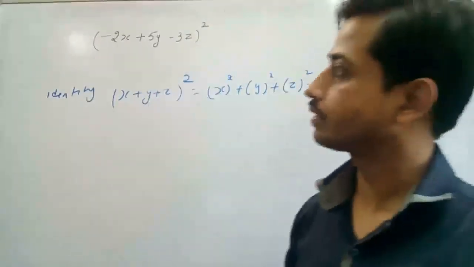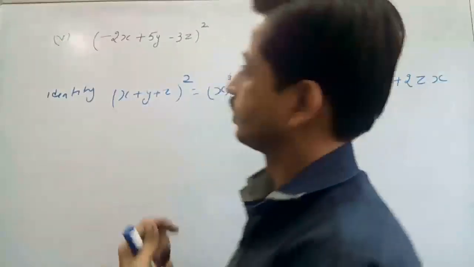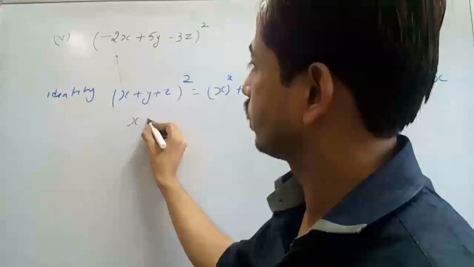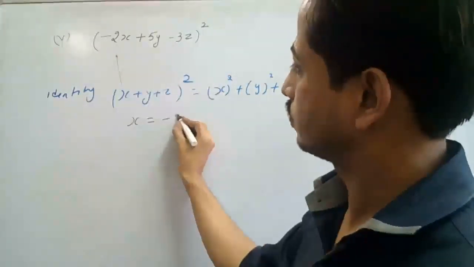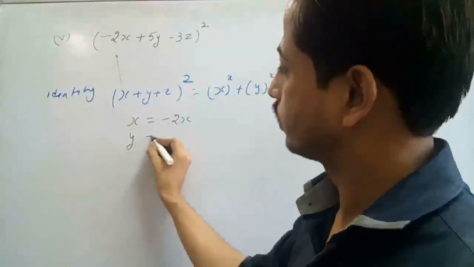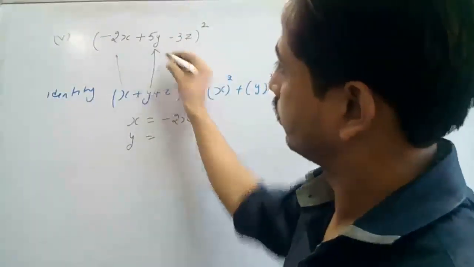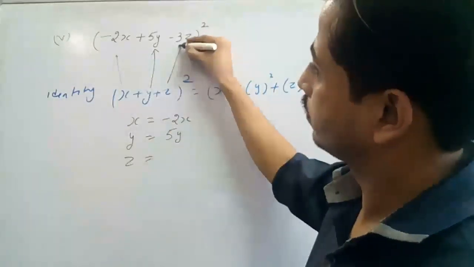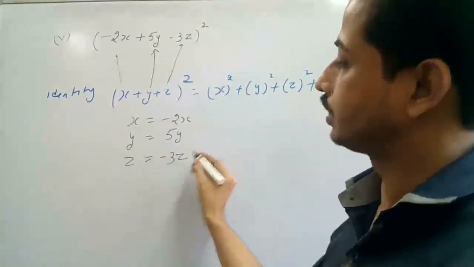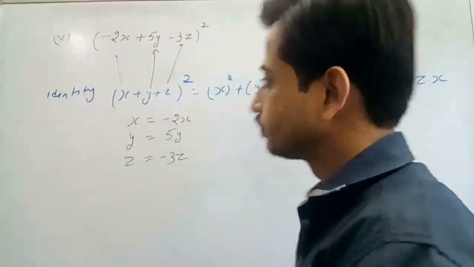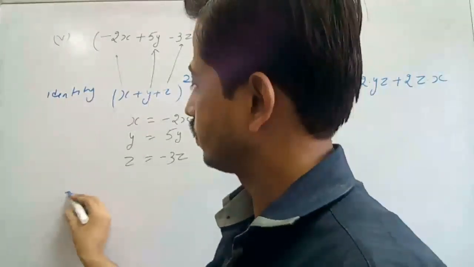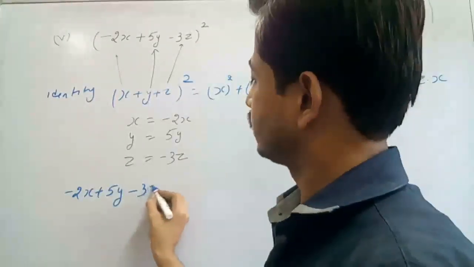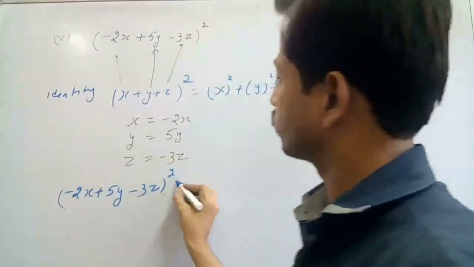Now look at the fifth part. Do same comparison. X is what? X is minus 2x. Y is what? 5y. And z is what? Minus 3z. It's very simple to put. What's the result? Minus 2x plus 5y minus 3z whole square is equal to what?